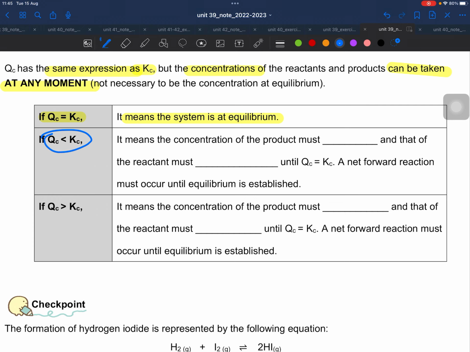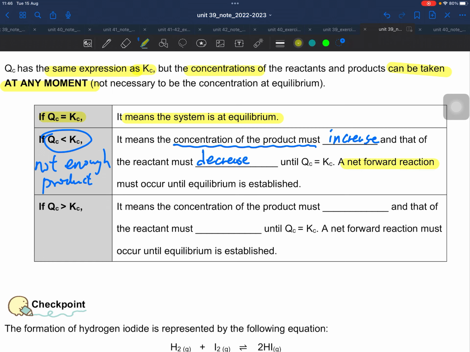Or what if Qc is less? Well, if you still remember, the expression of Kc or Qc is product over reactant. If Qc is smaller, that means you don't have enough product, right? Not enough product. Well, that means the concentration of product must increase, and the reactant must decrease. So that means there is a net forward reaction. Again, don't forget the term net is necessary. As time goes by, you will have a net forward reaction to produce more product.